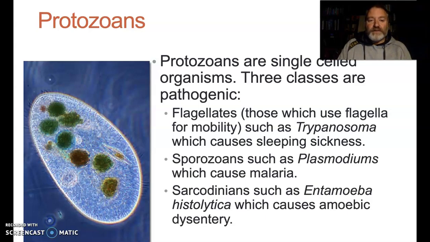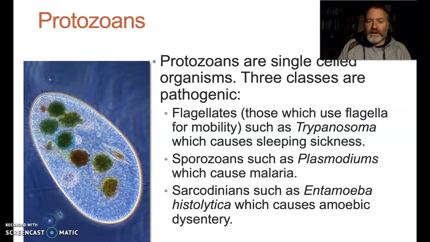We have things called protozoans, which are single-celled living organisms that are eukaryotic. You can see that picture there. There are cell parts appearing. There are three groups of the protozoans, and these things live in water and cause disease. There are the flagellates, which have a long tail, a flagella, to swim around with. Sleeping sickness is one of the illnesses caused by them. Then sporozoans, which use spores, such as plasmodia, which causes malaria, and sarcodians, which produce amoebic dysentery.